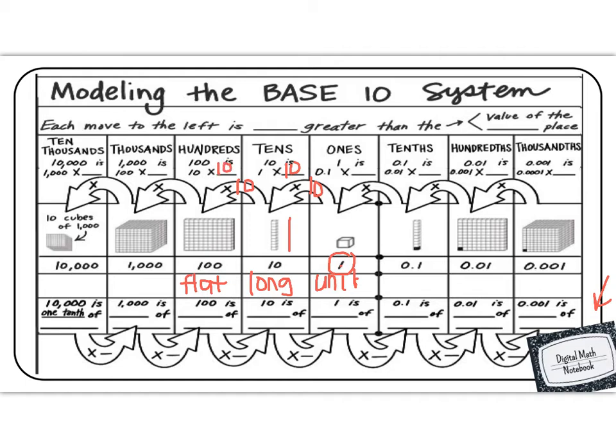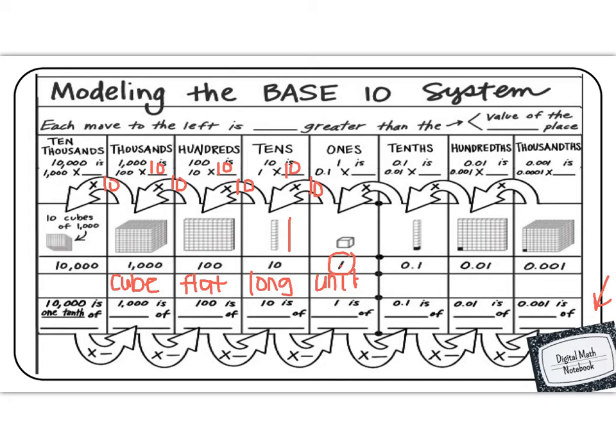Do we see a pattern starting to happen? Let's keep moving to the left. 100 times 10 is 1,000. So we're getting bigger by 10 each time. And you'll notice that I took all of my units and stacked them to make a long. And then I took all my longs and I put them in a row to make a flat. And then I took all those flats and I put them together, and we call this a cube.